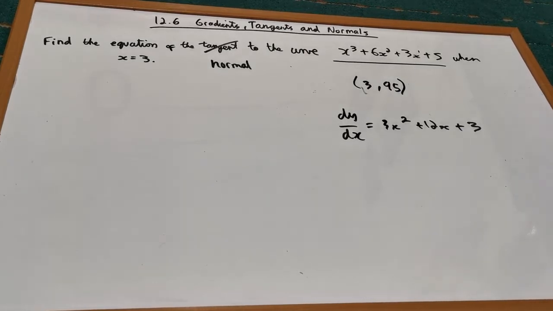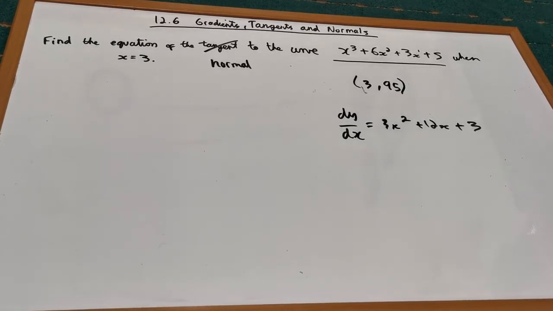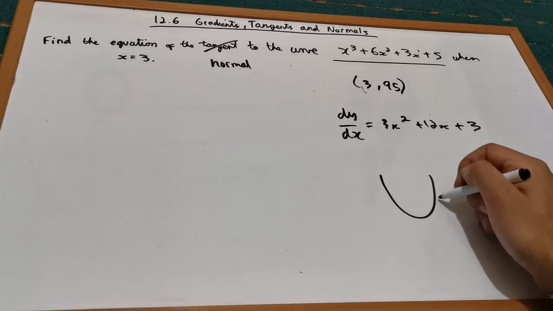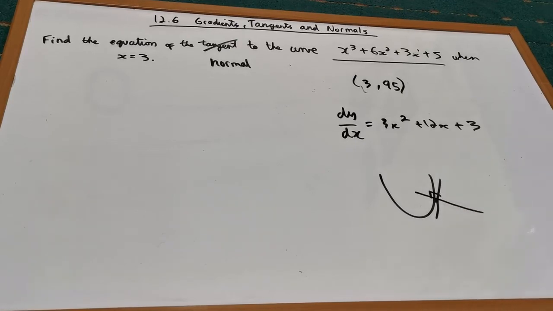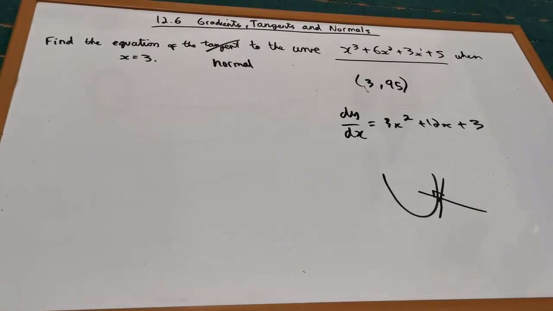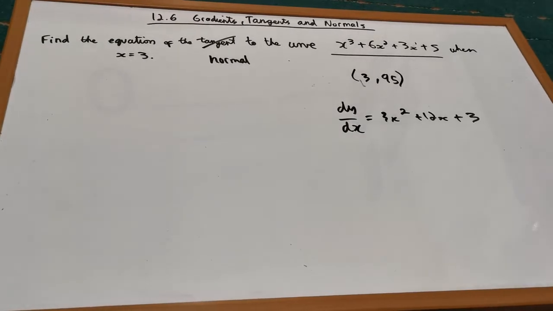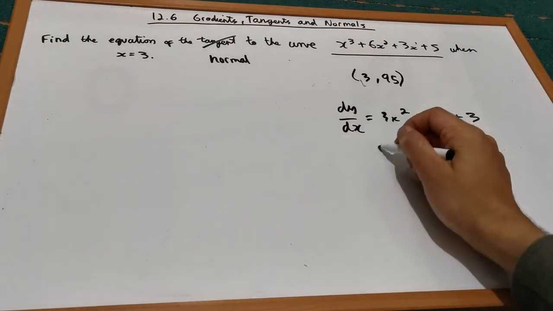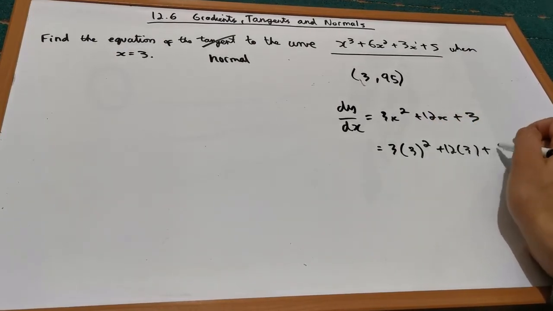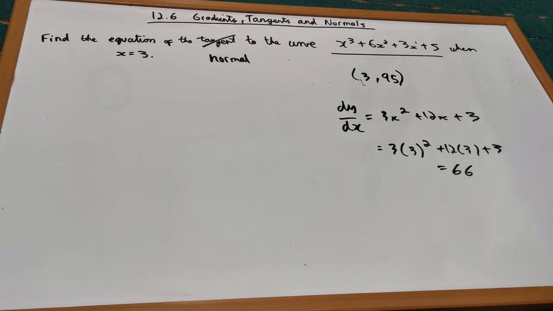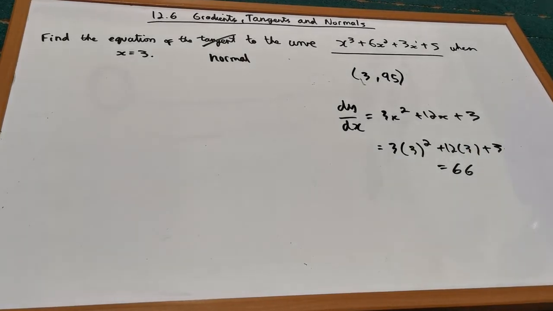Now, the normal is essentially a line which is perpendicular to the tangent. So if you had a curve, and this is your tangent, this here would be your normal at a right angle to that tangent. So when we put in our point where x is 3, we find the gradient of the tangent at x is 3 to be equal to 66, and this is exactly what we did in the previous example. Now, when you differentiate and you put a value into your gradient function, what comes out is always the gradient of a tangent to the point.